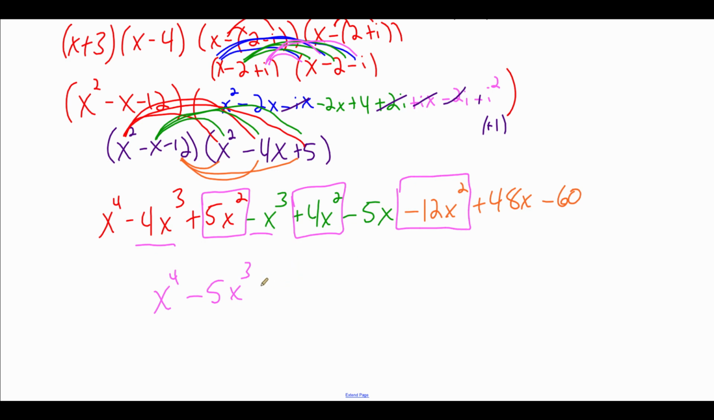So if I combine all of those, I should get negative 3x squared. As far as my plain x's, I've got this negative 5x and this plus 48x, so it should give me plus 43x. And then I've got my lone minus 60 on the back end. So this polynomial is our function that would give us all of those zeros that we started with initially.